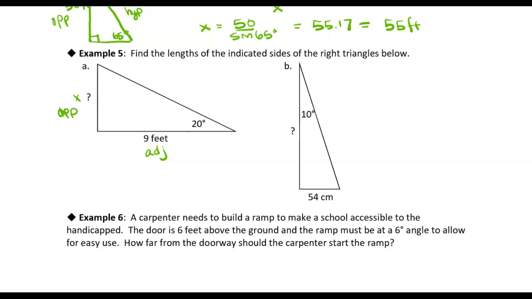Okay, so, what trig function involves the opposite and the adjacent? It's the tangent. So we're going to choose the tangent. Tangent of 20 degrees is equal to x over 9 feet. So we can solve for x. x is equal to 9 tangent of 20 degrees. And if we plug that into our calculator, we get 3.28 feet.